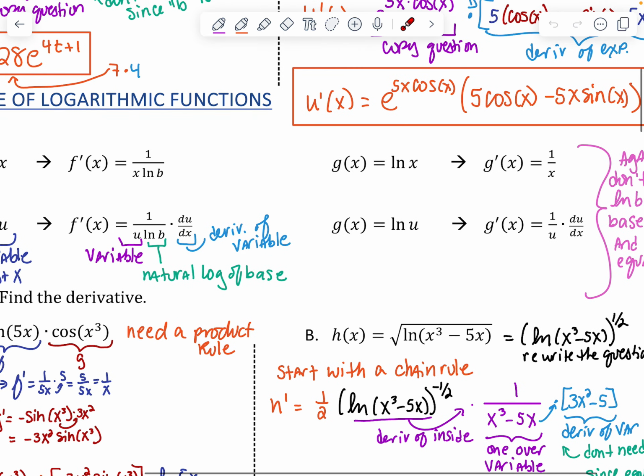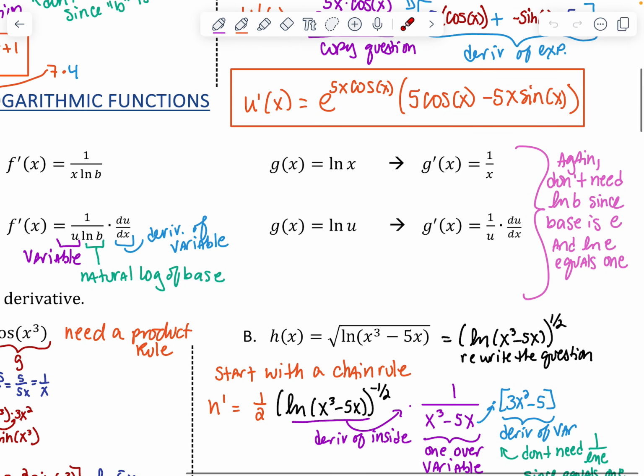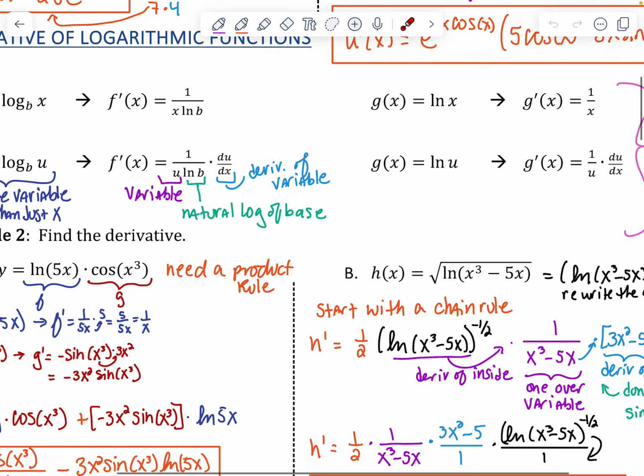And again, what if you originally had ln, which is log base e? So when I come to the part where I need to add ln of b to the denominator of the derivative, I don't need it because the ln of e equals 1. So same thing, I get to get rid of that tiny little piece in the derivative only when the original function is a natural log.